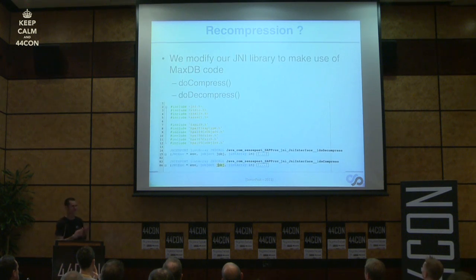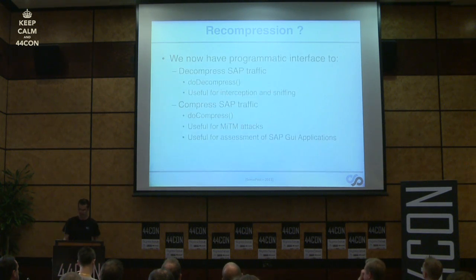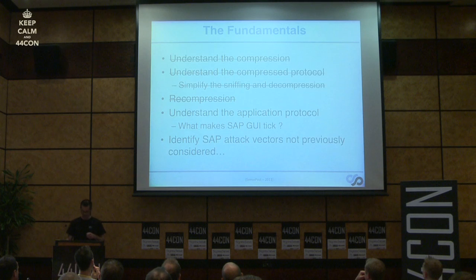And this basically gives us an interface into SAP, because we can modify our JNI library to provide both of these interfaces to Java. So we've now got a programmatic interface to decompress SAP traffic using do decompress, which is useful for interception and sniffing, and also for compressing SAP traffic. That's the method called do compress, which is useful for man-in-the-middle attacks and also useful for assessment of SAP GUI applications. As my talk title says, Systems, Applications, Proxy Pwnage, we now have a capability of getting into the stream and modding information. It's sort of like WebScarab for SAP.